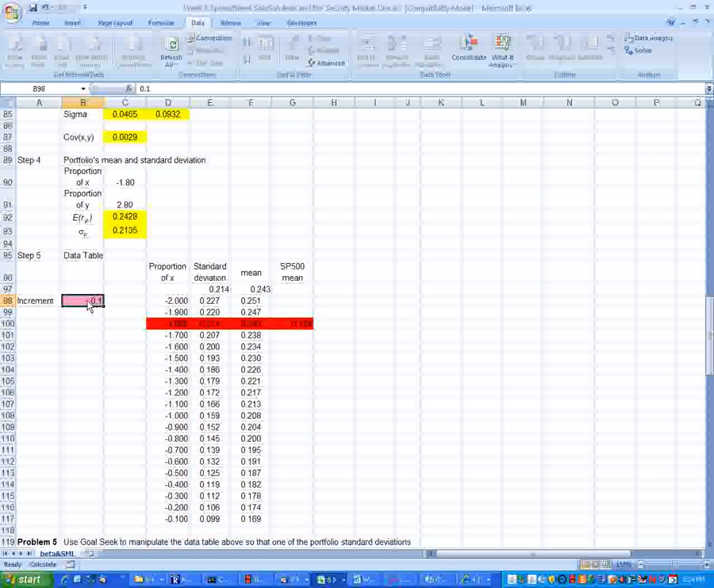What's key though here, and we'll use this in the next problem, in the next movie, is that we increment the proportion of X in steps of 0.1, in what's in the pink box here. So we go from -2 to -1.9 to -1.8, and so on. And that'll become important in the next movie.